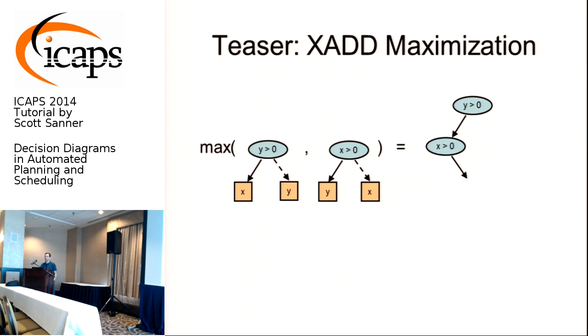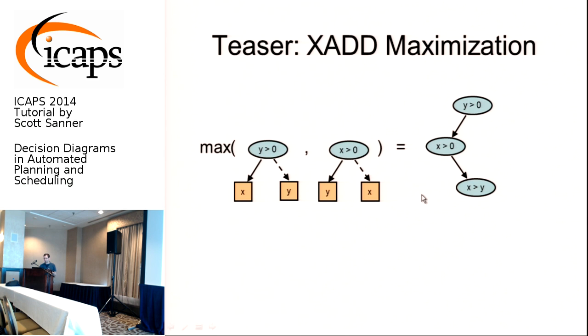Right? I mean, if I only want to allow arithmetic expressions at the leaves, I don't want to put max of x comma y at the leaf, right? So am I stuck? Turns out in practice, no, right? Because you can do this.